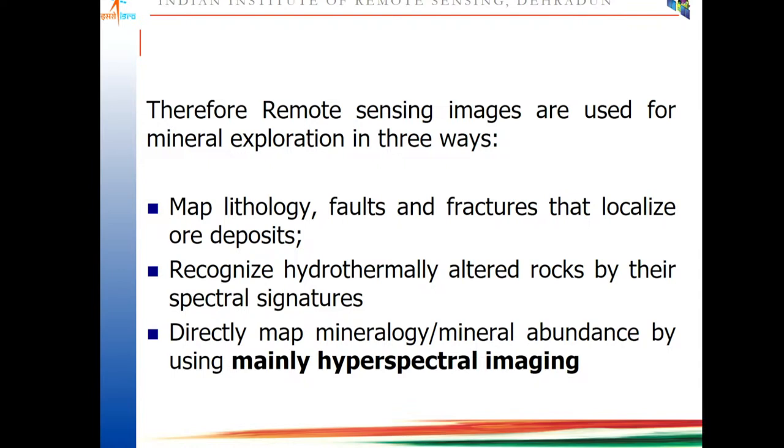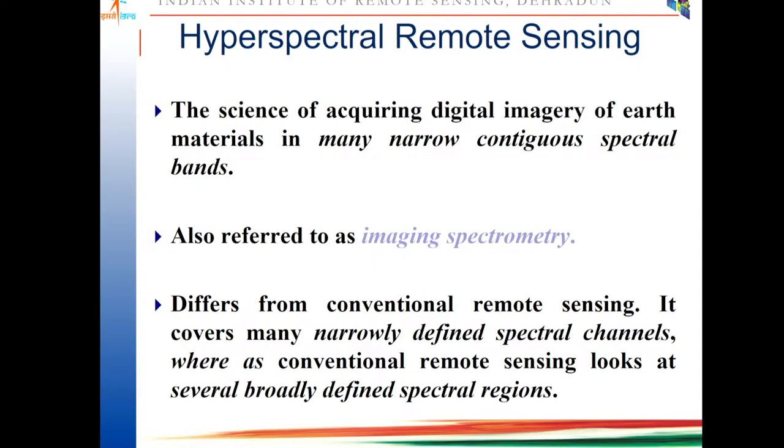But when I am talking about directly mapping the mineralogy or mineral abundance, this is possible only using narrow spectral bandwidth data, that is hyperspectral imaging. So that's why hyperspectral imaging comes into the picture, and it is very important and critical to identify the material directly from the image. Now what exactly is this hyperspectral remote sensing?